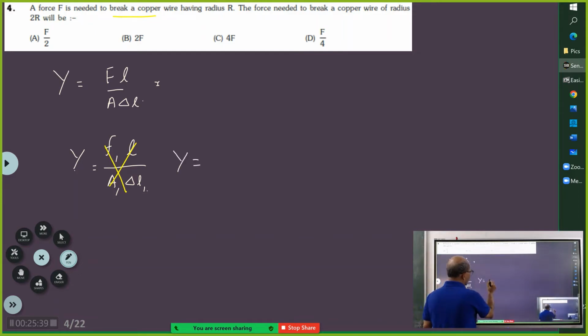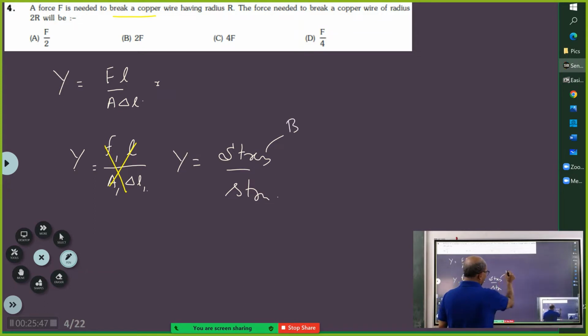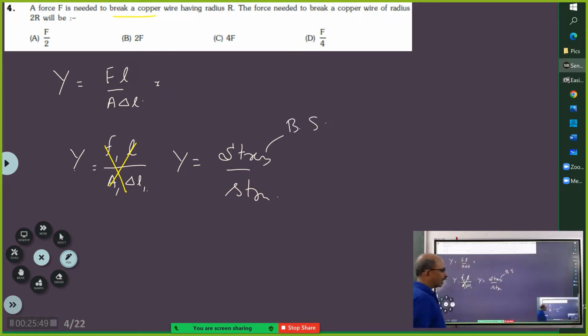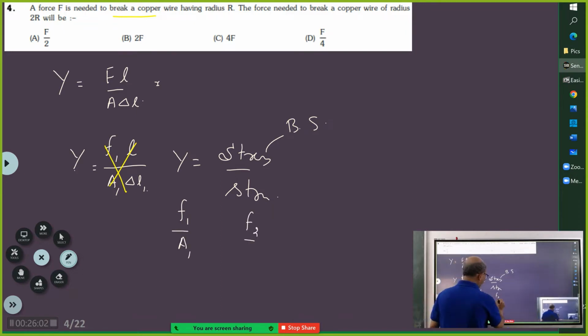Here you see Y is equal to stress upon strain. Now if it is breaking, then the stress should be the breaking stress. That's what is important. Young's modulus is the same; the only thing is the breaking stress. So what is stress here? In the first case it is F1 upon A1. In the second case, it is F2 upon A2.